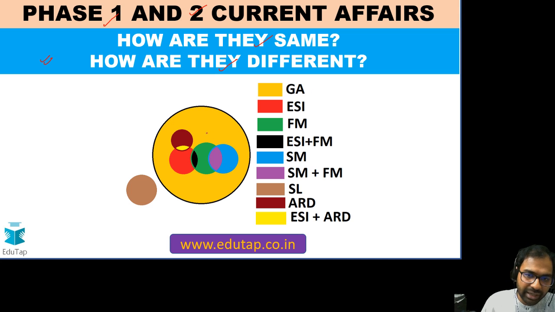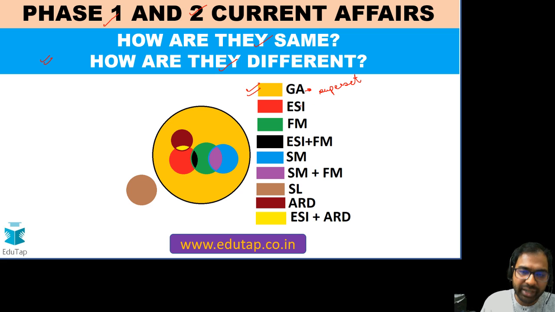The main circle in yellow is GA. So GA सबका बाप है. This is the superset. ESI current affairs, finance current affairs, security market current affairs, agriculture and rural development current affairs are subsets of the superset of general awareness. What does this mean?